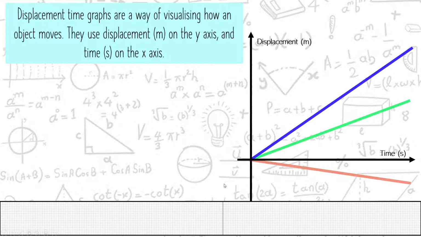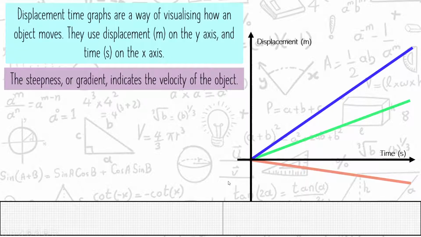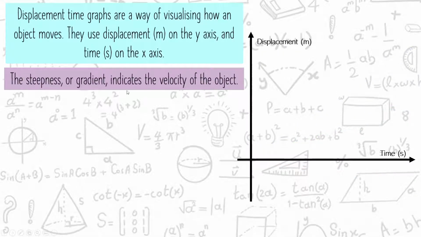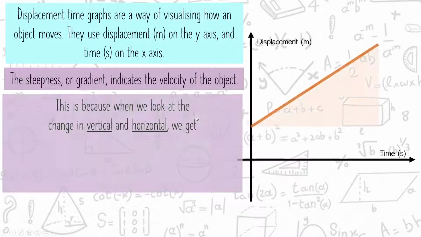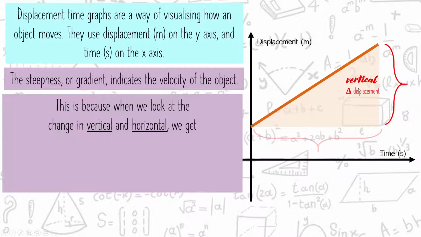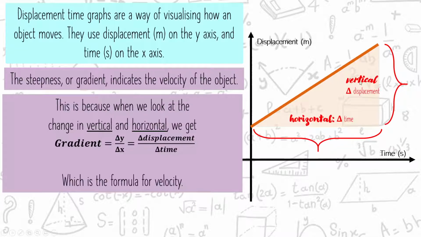So what we can learn from this is the steepness or the gradient indicates the velocity of the object. Okay, it's essentially how fast it's going, but it also takes into account the direction of motion. The red one went to the left, so it's underneath. More specifically with the gradient, if we look at the vertical and the horizontal parts of our motion here, on the vertical we get the change of displacement, the horizontal we get the change of time, and if we divide one by the other, we get the change of displacement over the change of time, and that is in fact the formula for velocity.